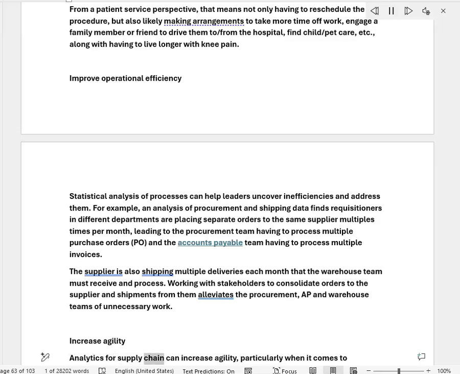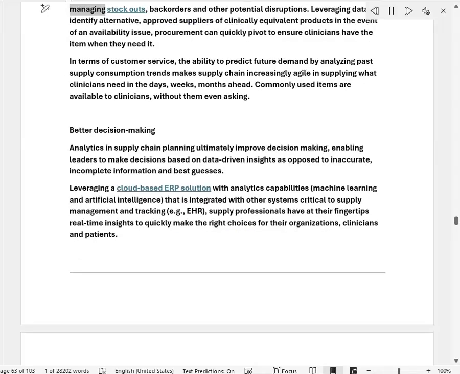Analytics for supply chain can increase agility, particularly when it comes to managing stockouts, back orders and other potential disruptions. Leveraging data to identify alternative, approved suppliers of clinically equivalent products in the event of an availability issue, procurement can quickly pivot to ensure clinicians have the item when they need it.